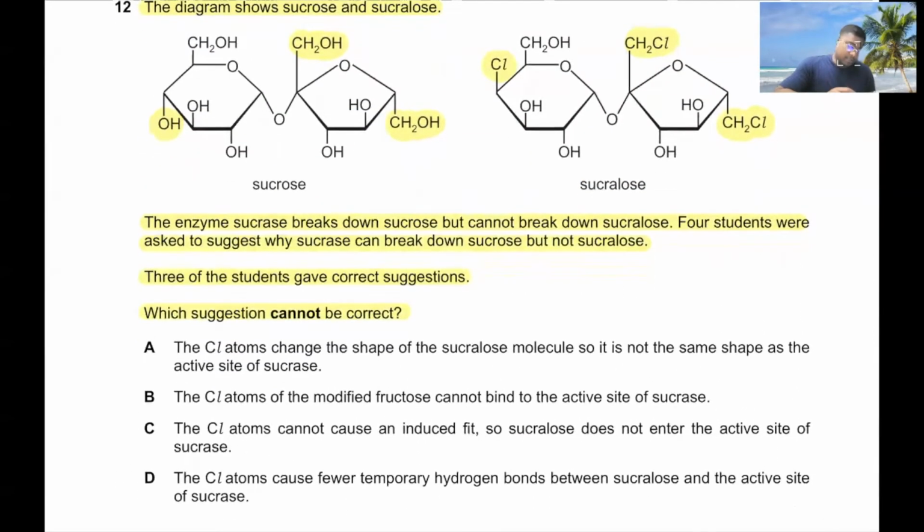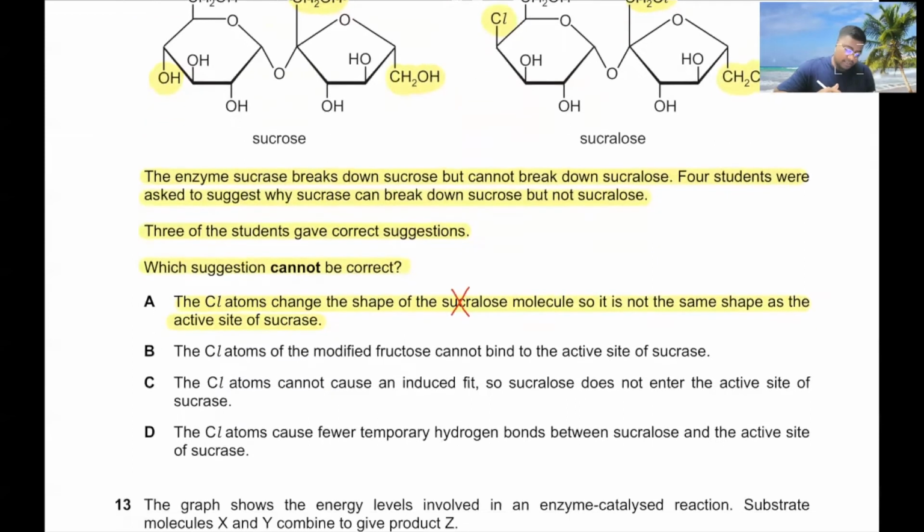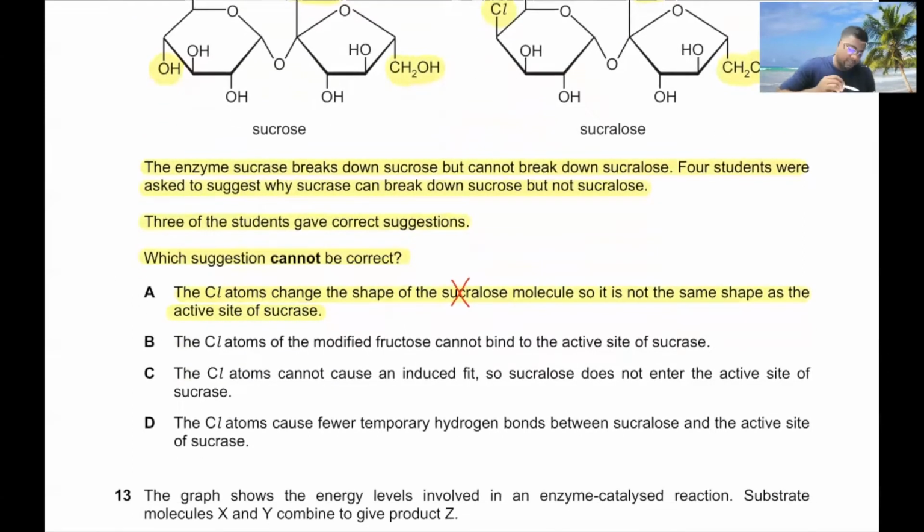The first statement: the chlorine atoms change the shape of the sucralose molecule, so it is not the same shape as the active site of sucrase. We can see the chlorine atom does not necessarily change the shape of the sucralose molecule. All right, so it could be a wrong statement. The next points, let's see and judge them.